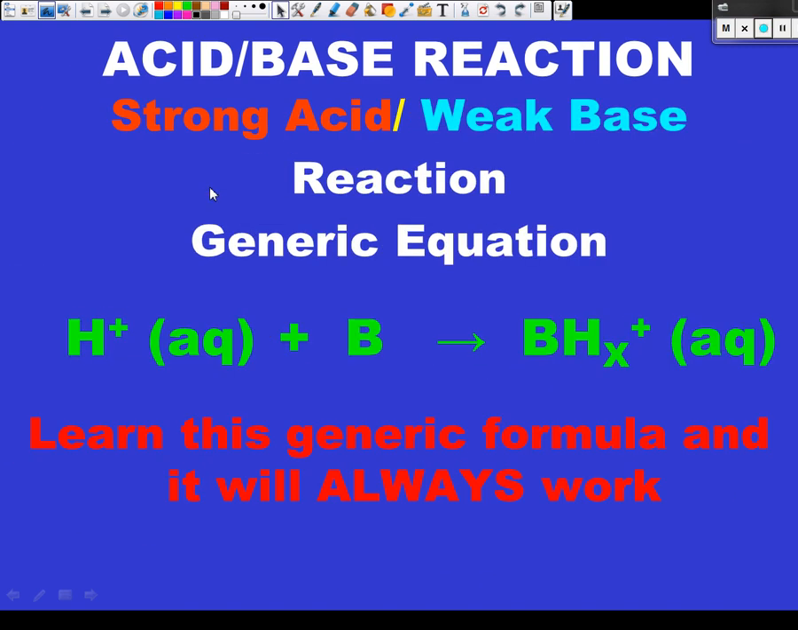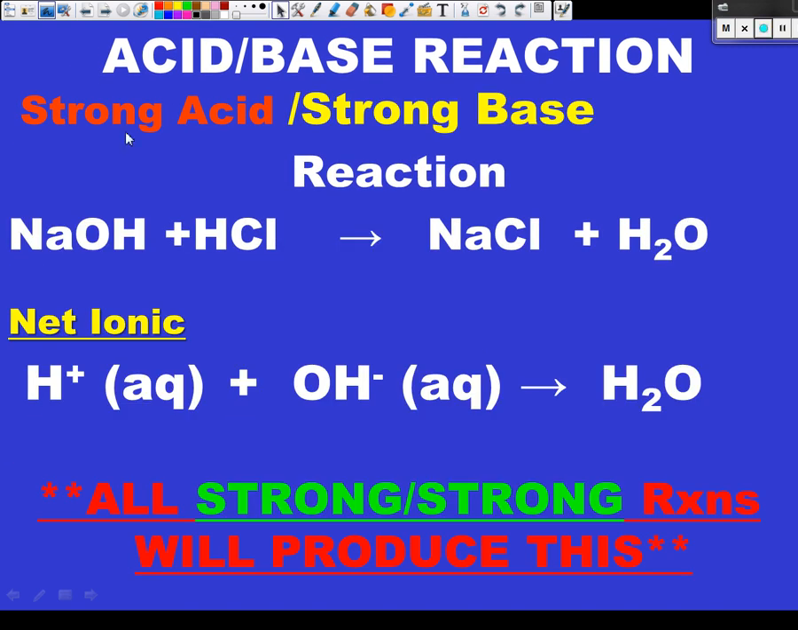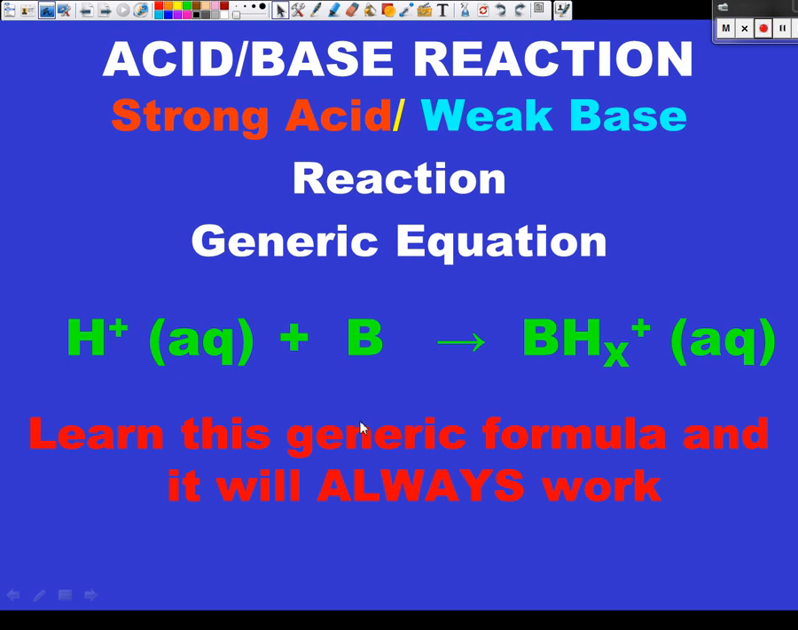So when you come back and look at this, you can say NaOH, I already know that's strong. HCl, I know that's strong. Well, that's H plus and OH minus, and it always yields water. This will always, 100%, 1,000,000% of the time, be your net ionic reaction for strong. Always and forever.